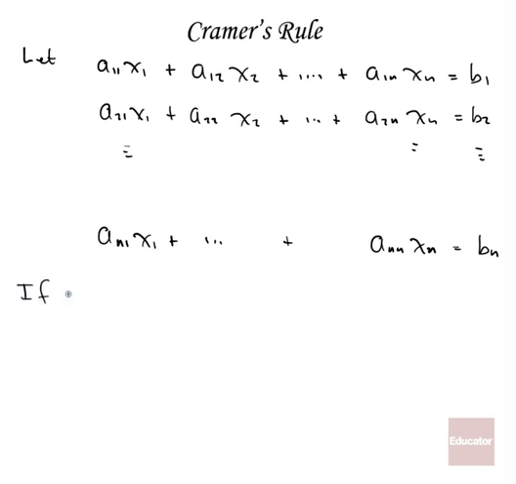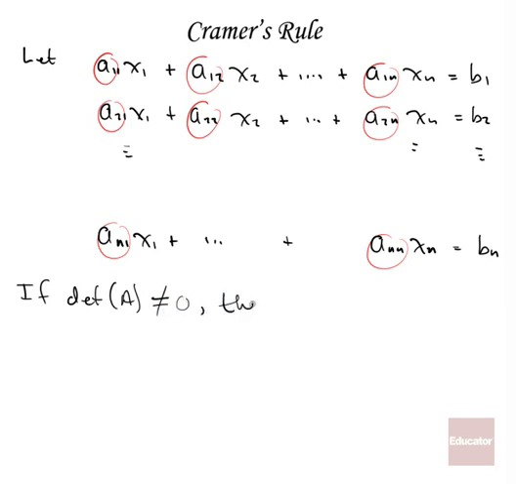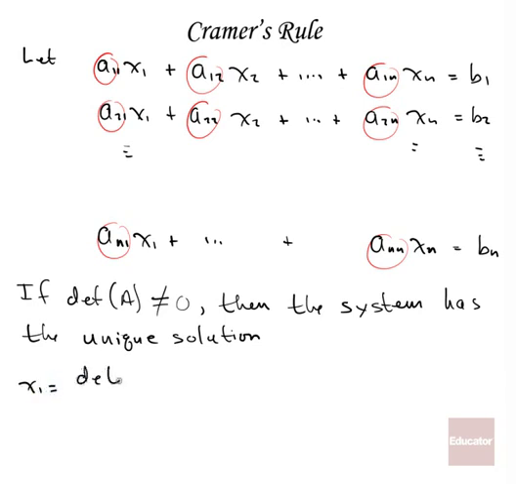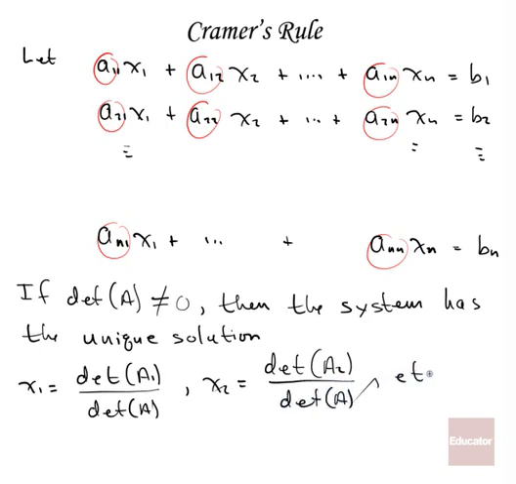Okay, the theorem says if the determinant of A, where A is just the coefficient matrix, in other words, I take all of these coefficients and I put them in matrix form, if the determinant of A does not equal 0, then the system has the unique solution x1 is equal to determinant A1 over determinant of A, x2 equals determinant of A2 over the determinant of A, etc. x3, x4.